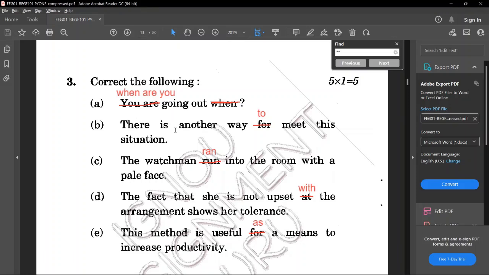But whenever there is angry or upset, it will not be angry at or upset at. It will be upset with or angry with. So this is something that you have to know, because it comes around a lot in these papers.